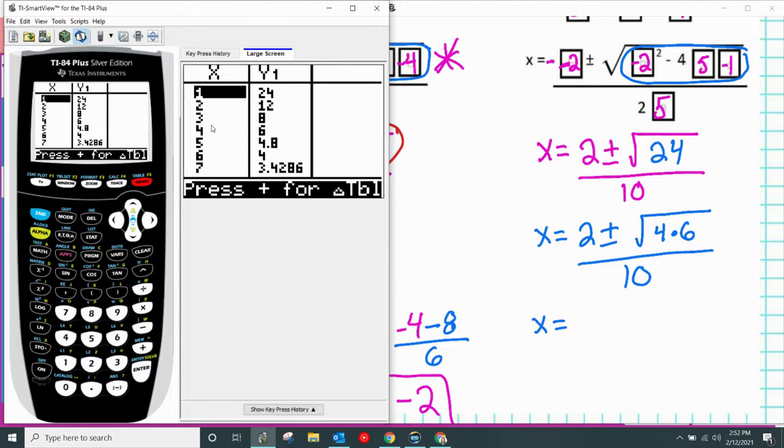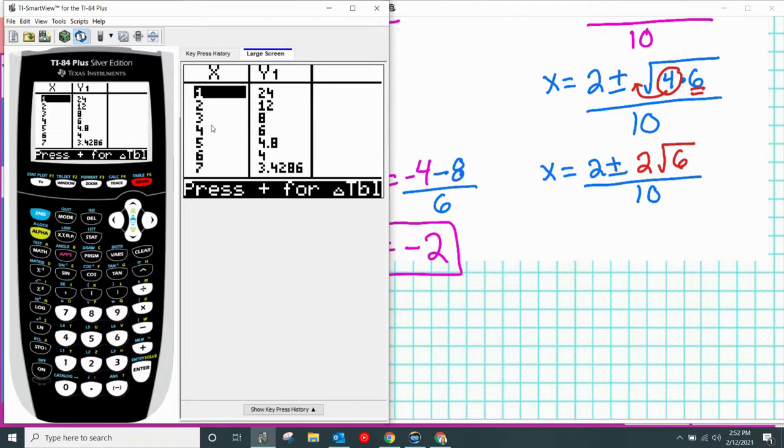Okay, so x equals 2 plus or minus. Well, notice here, guys, that I can take the square root of 4. So I'm going to bring it outside and sit it out front here. The square root of 4 is 2. And it still leaves me with a square root. And what's left under my square root is the 6. So that's all I did was simplify that piece, divided by 10.